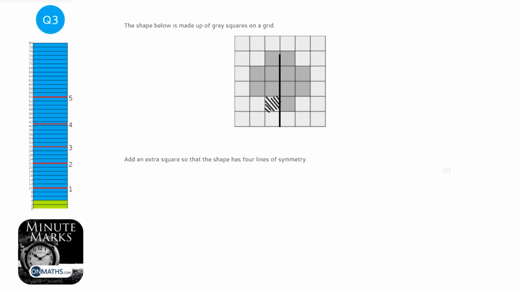So for this question, you just kind of got to imagine what the shape will look like when it's finished. And the thing that's stopping it from looking perfect is not having this square here. And let's just check it has 4 lines of symmetry when I put that in. So we've got one there. We've got one across here, then we have a diagonal one here, and then we've got another diagonal one here. So it has 4 lines of symmetry.